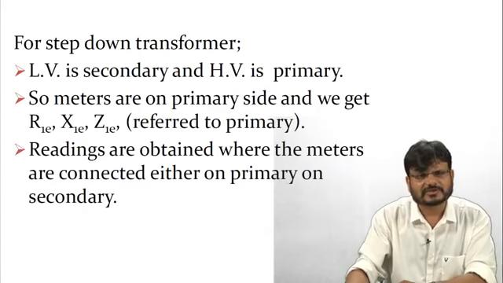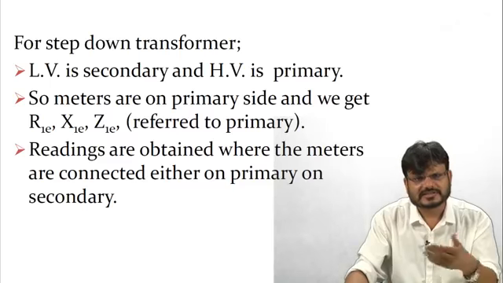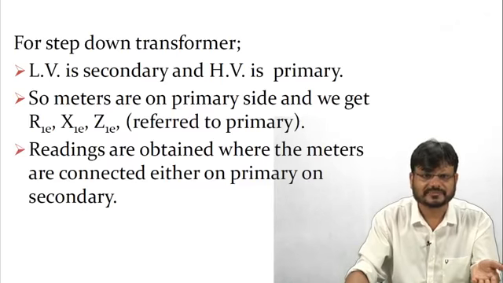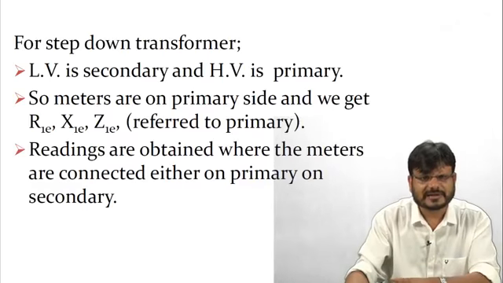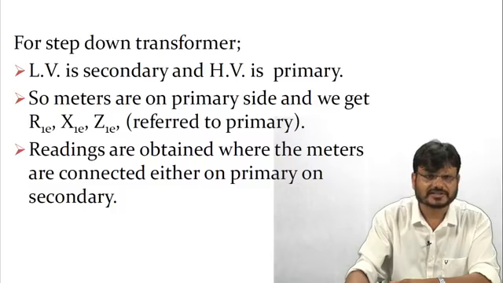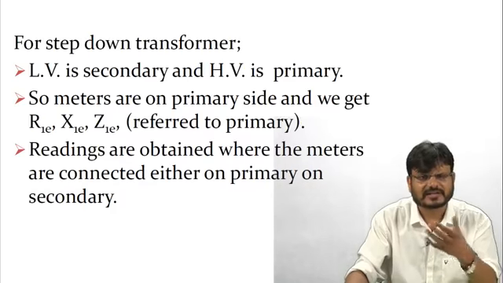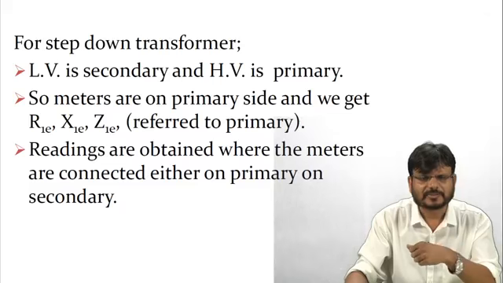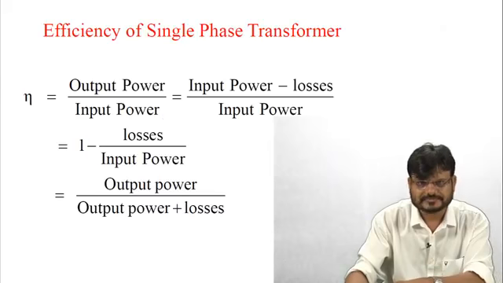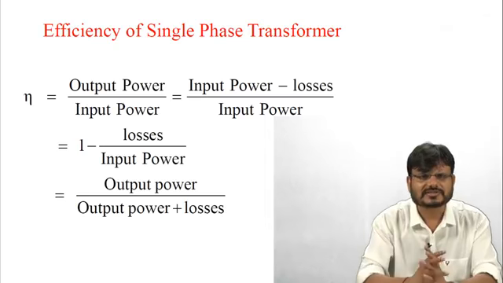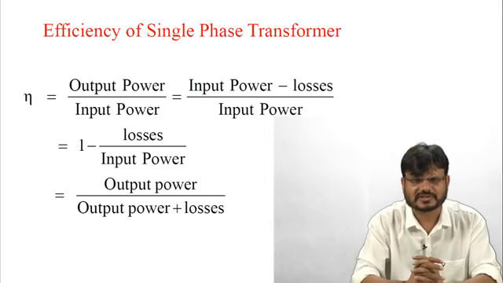And for a step down transformer, the low voltage is the secondary and high voltage is the primary. So meters are on the primary side and we get R1E, X1E, Z1E, unlike a step up transformer. Readings are obtained where the meters are connected, either on the primary or secondary side. Now we are going to discuss the efficiency of the single phase transformer. So efficiency is what?